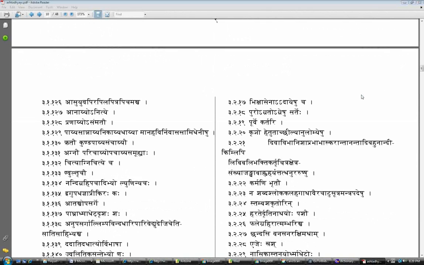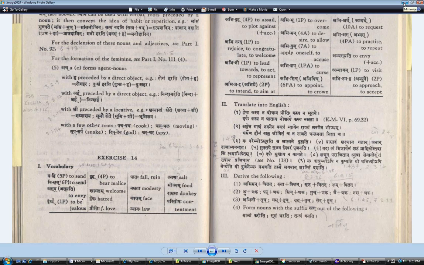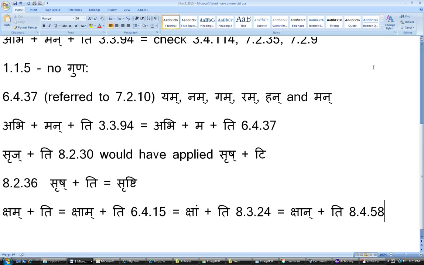Yes, Kartik. Satishji, I have a doubt in the Upadha Dirgha rule 6415. Yes, please. Why did you not apply it for the case of Abhimati? It also has Anunasika ending. Very good. Yes, okay. It's a very good question.